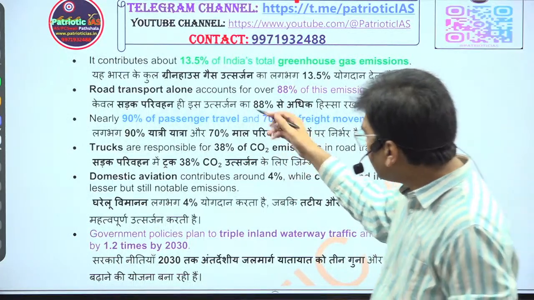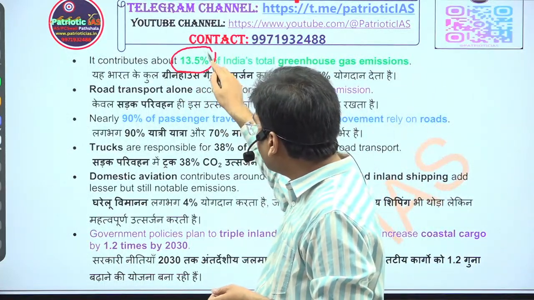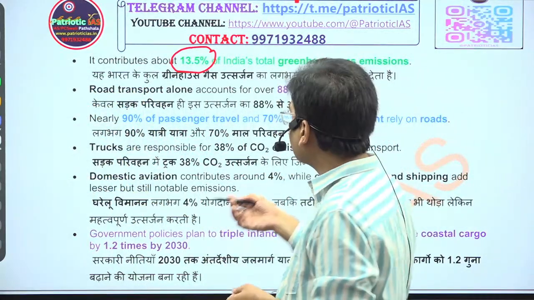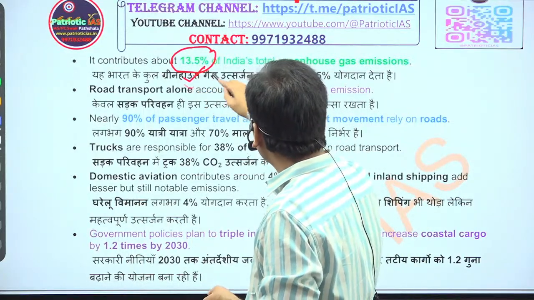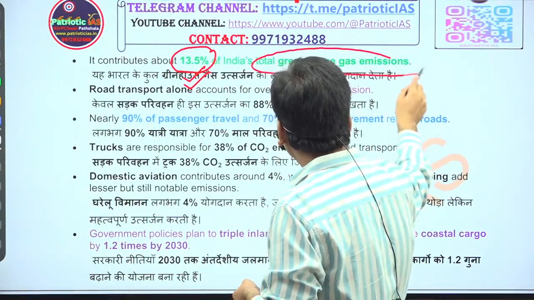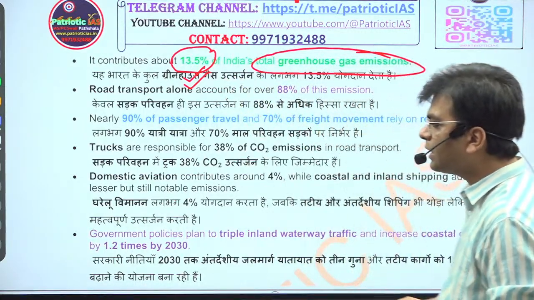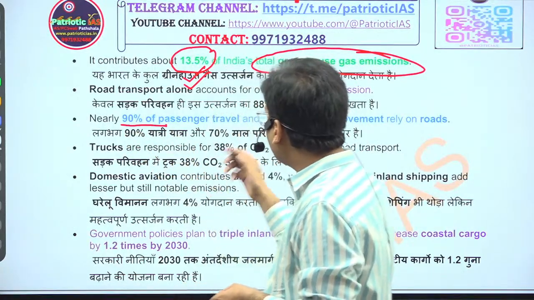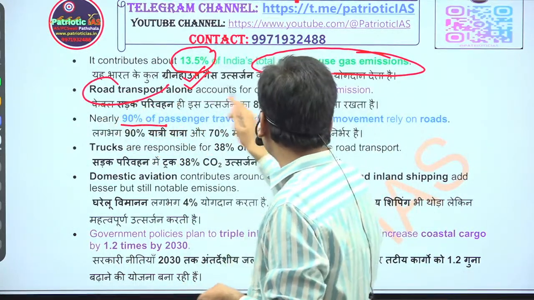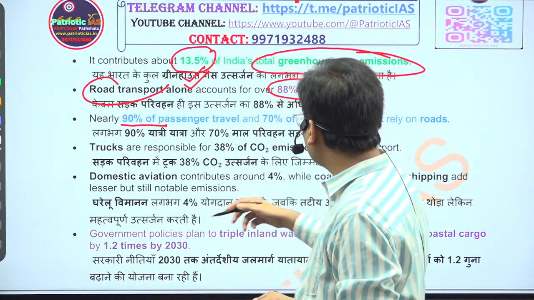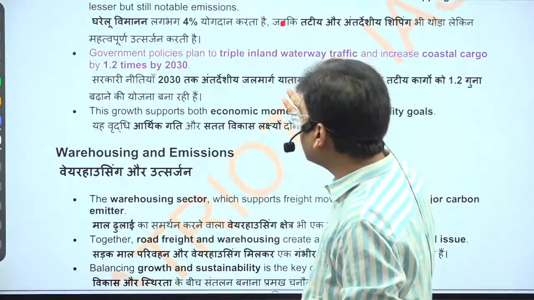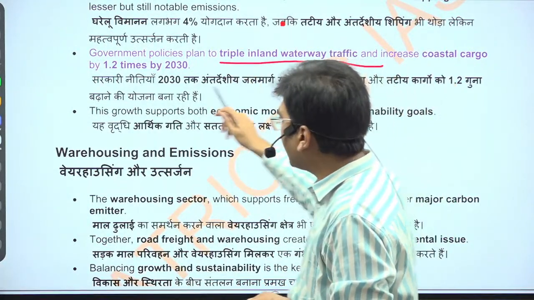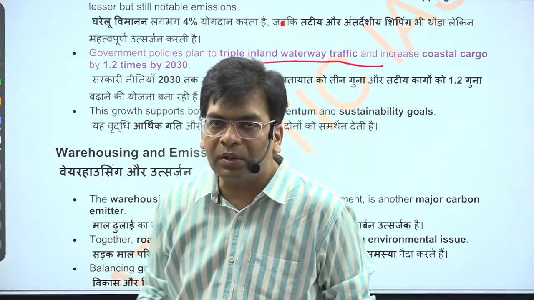You will see that if 100 units of carbon or greenhouse gas are emitted, 13.5 comes from the logistics sector. So you can see that the contribution is very high, and 90% of this you will see is moving by road transportation, nearly 88 to 90% of the emission. And here you will see that the government policy plans to triple inland water traffic and coastal cargo. So in the future, it could be reduced.